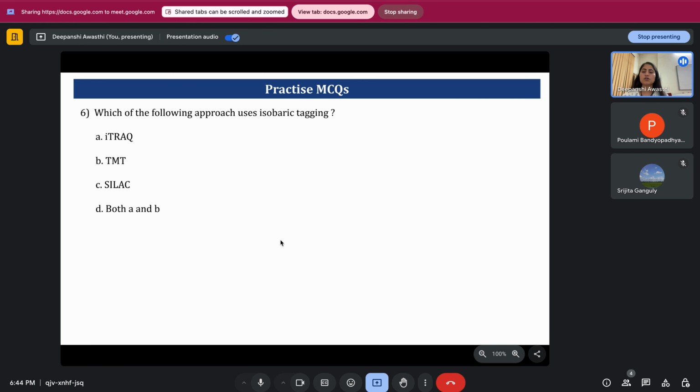Okay, so the question is, which of the following approaches uses isobaric tagging? Till now we have studied isotopic tagging. Now you have to tell which approach uses isobaric tagging. Option A is iTRAQ, option B TMT, option C SILAC, and option D both A and B. We have already discussed this while talking about that paper. So what do you think? Which are the approaches which use isobaric tagging?